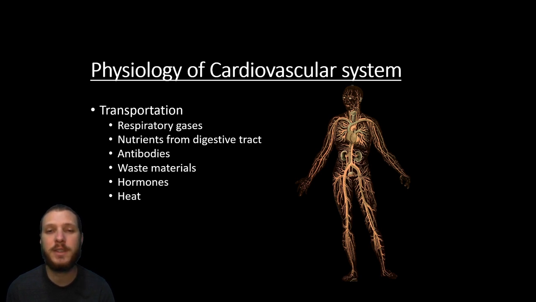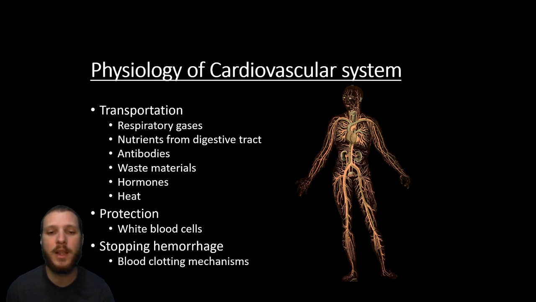We're going to remove waste materials, transport those hormones we saw in the endocrine system, and it's going to be a way to mitigate heat when we dilate or constrict those blood vessels near the surface of the body. As we just said with antibodies, it's going to serve as a protective mechanism involved with the immune system. And we also need components which are going to stop us from bleeding uncontrollably, and that's known as stopping hemorrhage. So we're going to have blood clotting mechanisms to prevent the loss of too much blood.